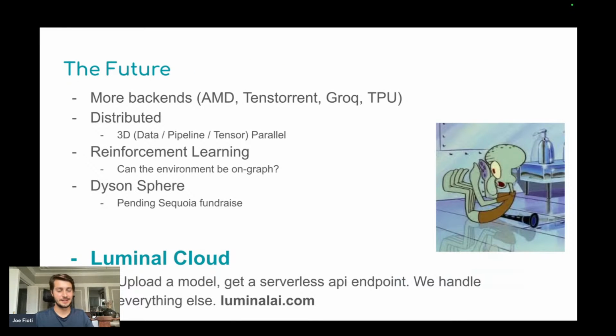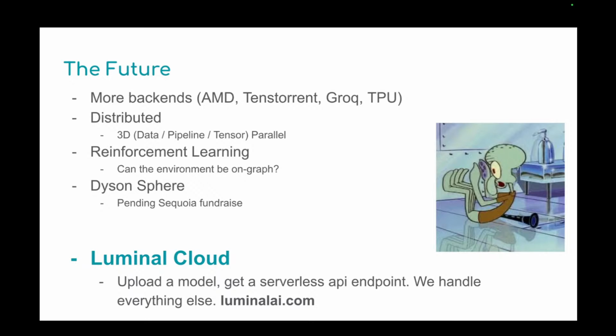So yeah, that's a summary of where we are right now. And then as far as future plans go, we want to add in more backends. Right now we support CUDA and Metal and CPU. We want to add in AMD. We want to add in Tenstorrent. We're working on a Tenstorrent backend right now. We'd love to add in Groq. If anybody works at Groq, reach out. I'd love to work with you guys. And then TPUs would also be really cool to support.